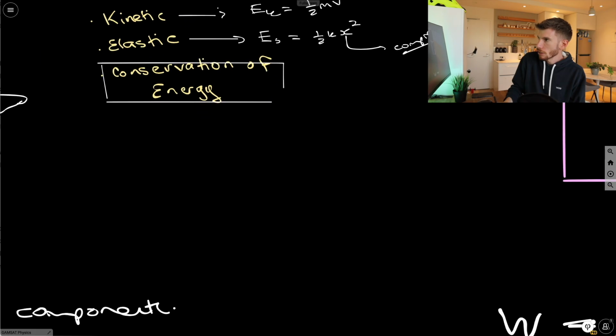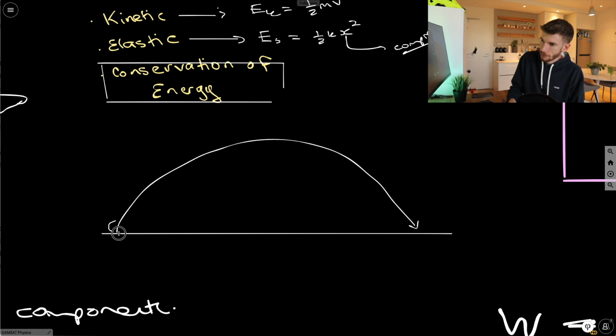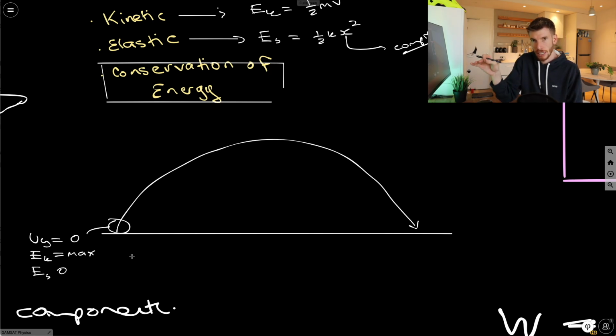So let's go full circle and go back to the projectile. At this point here, I like to do little lists, so I go UG, EK, and ES. ES is going to be 0 the whole time because there's no elastic component to this. Its kinetic energy is 0 because it has no motion yet, and its gravitational is also 0 because it has no height above the ground. As soon as it gets launched though, even before it leaves the ground, it's being given an immediate velocity, so all of the energy would be kinetic, and that's the maximum amount of kinetic energy that is possible.